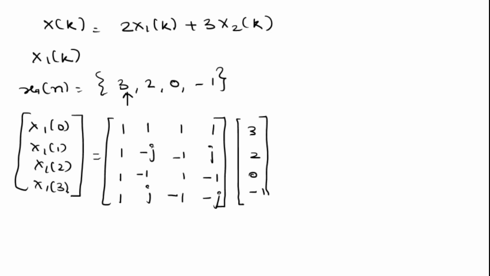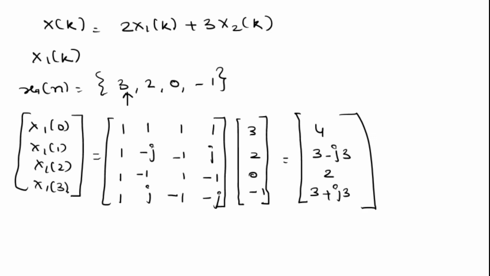So first answer directly we can write, that is the algebraic sum, that is 4. Second one we have to calculate, that is 3 minus j3. Third one is 2. So last one is conjugate of second one, that means 3 plus j3. Or x1 of k is equal to 4, 3 minus j3, 2, 3 plus j3.